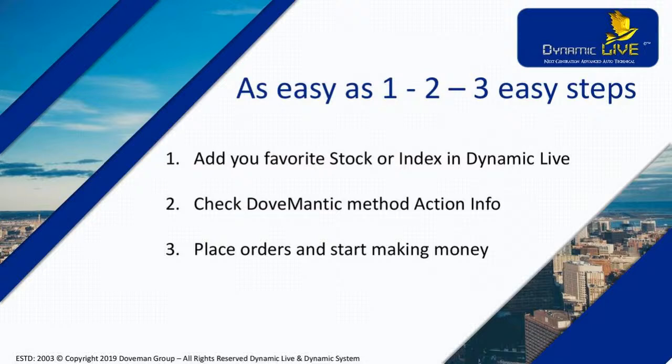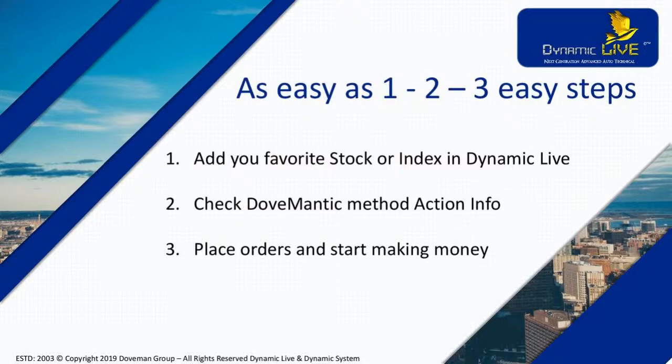So as I promised you in the beginning of the session, your job is to simply follow 1, 2, 3 easy steps to learn to earn money. And what are these steps? First step, just add your favorite stock or index in Dynamic Live. Just add it on the screen. Second step, check what the Dynamic method action information is telling you. Whatever it tells you, based on that, simply place orders and start trading. This is the third and final step. So this is all that you're supposed to do. This is how easy it has become today to trade in futures and options, and this is the reason we call this a revolutionary invention.